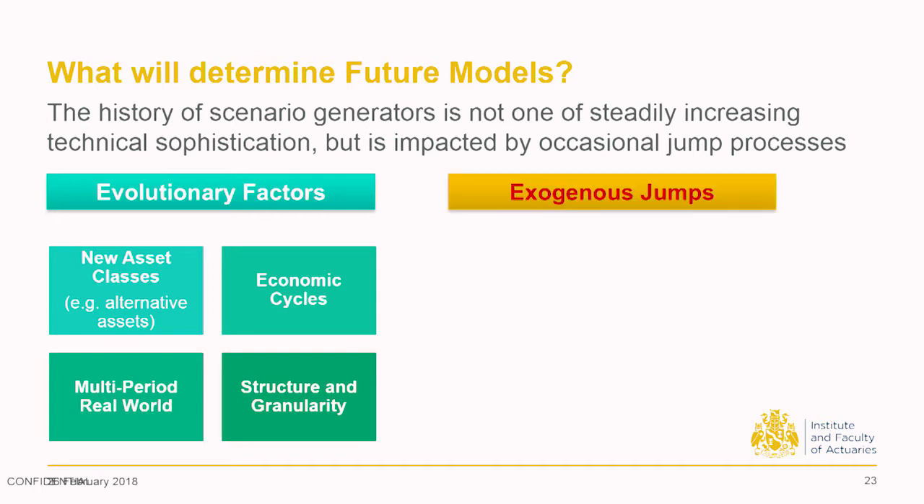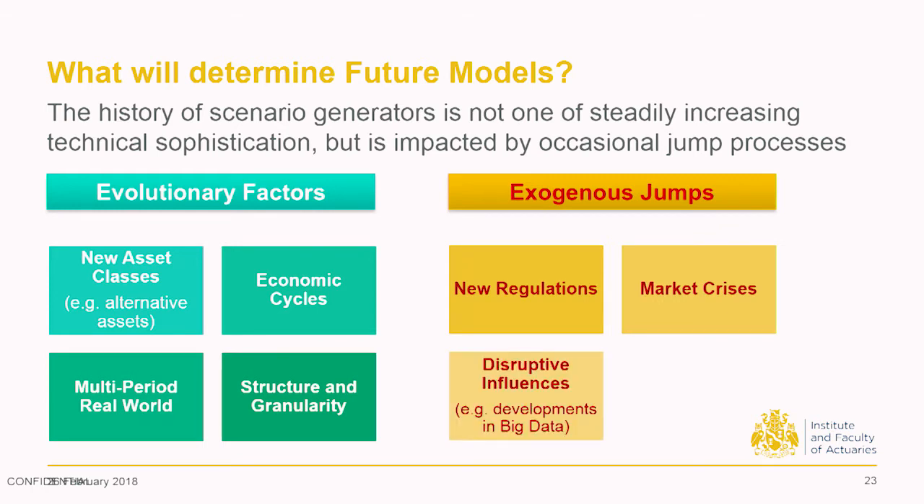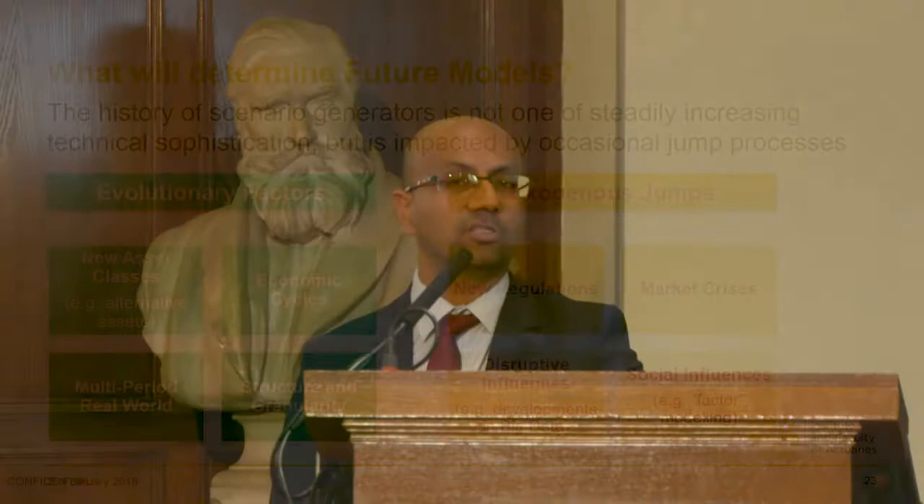But then you may have a number of left-field factors which make a big change to the modeling in a particular direction. So new regulations, well, we don't know what doors will be shut after the next crisis once the horse has bolted. You have market crisis, which might genuinely change the perception of how markets behave. You might have disruptive influences. You might have a big tech company like Google completely take over ESG modeling by creating a model purely from big data. We don't see that happening, but it's not something that you could discount. Or you could have social influences. You could have the popularity of something like factor modeling take over and change our thinking to model factors rather than asset classes.